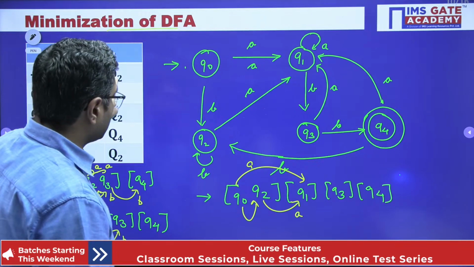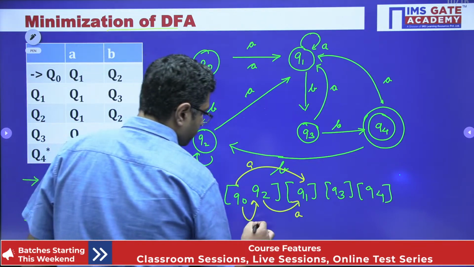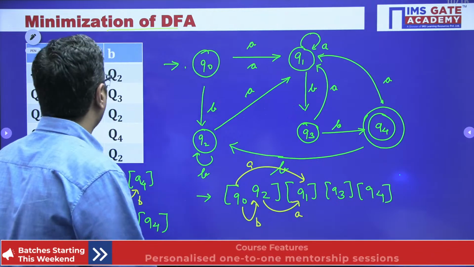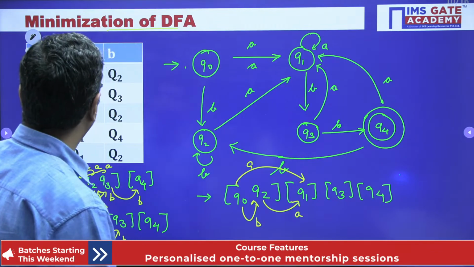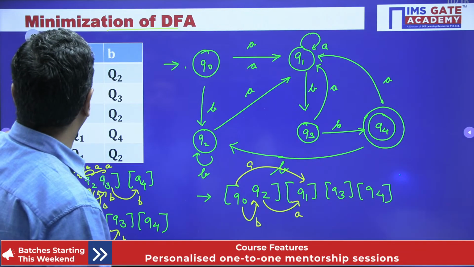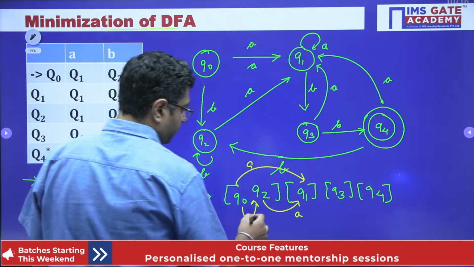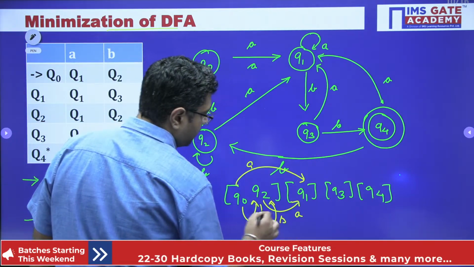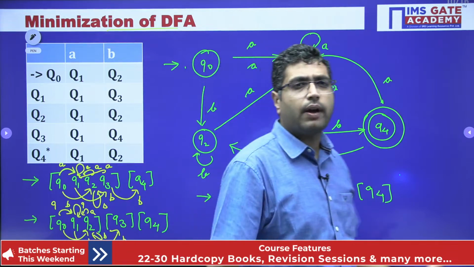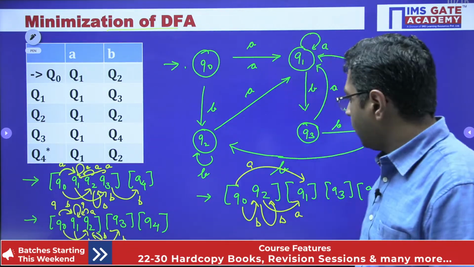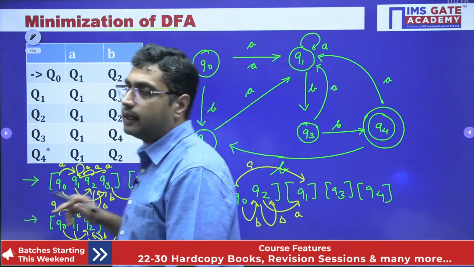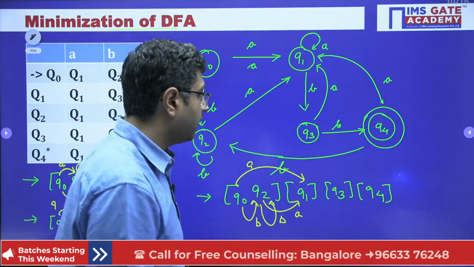Now on B, Q0 on B goes to Q2, and Q2 on B also goes to Q2. So again the same set behavior. So now they are not separated any further. So this 2 equivalent is equal to the 3 equivalent. So therefore we can stop here.